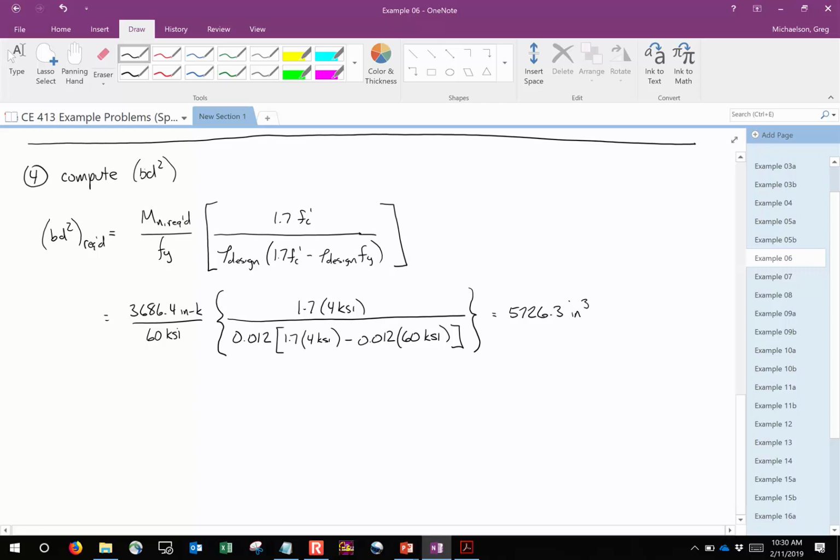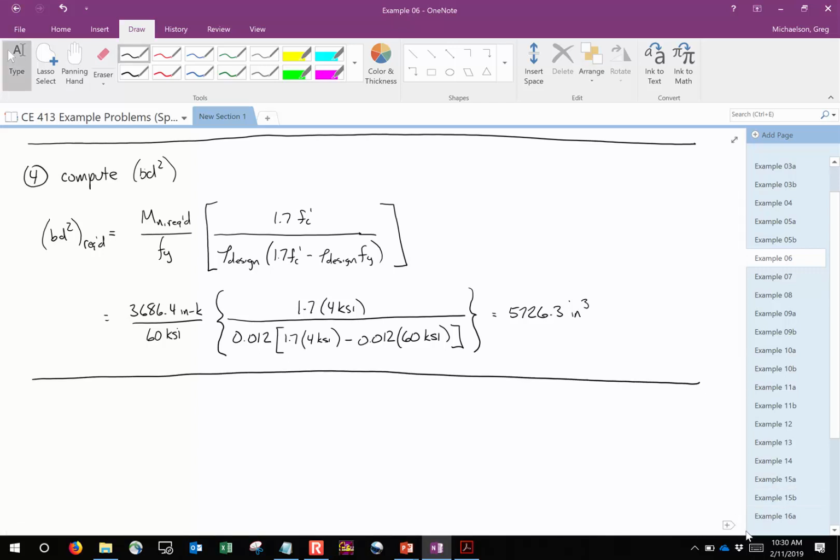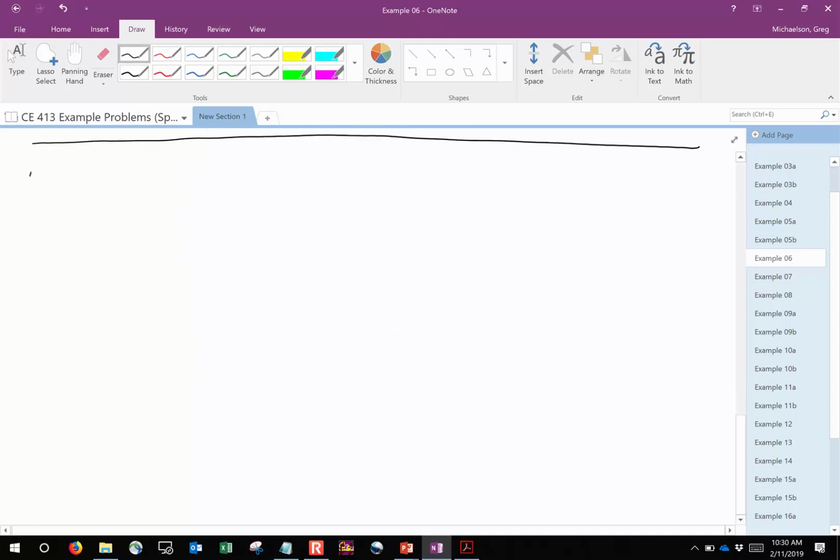All right. We'll scroll down a bit. Now, unfortunately, that doesn't really tell us anything in terms of dimensions. I'd actually like some dimensions, a b value, a d value. I want to know what's going on with this. So my step 5 is going to be compute required beam dimensions.